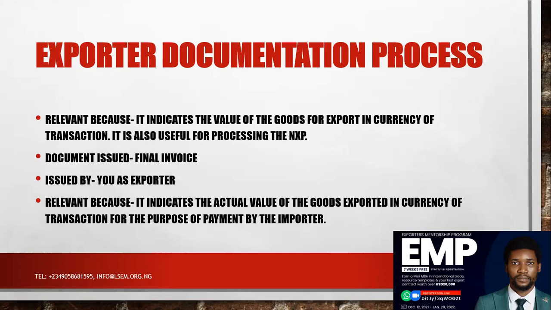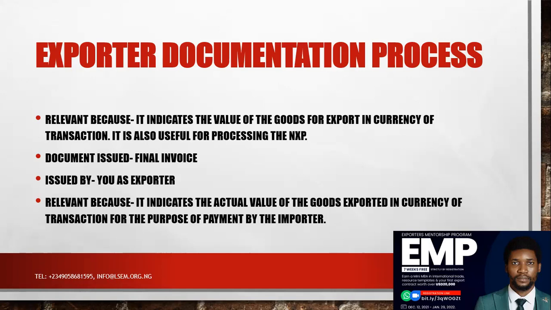Your commercial invoice is relevant because it indicates the value of the goods for export in currency of transaction, which is useful in processing of the NXP. Whatever currency you use in your invoice is also the currency you must use in the application of your form NXP. Else, the bank will write you or call you to let you know. Usually, when you make any error or mistake in your application for form NXP, your bank will call you to explain what you are supposed to do.